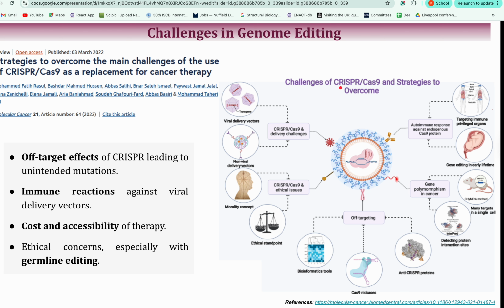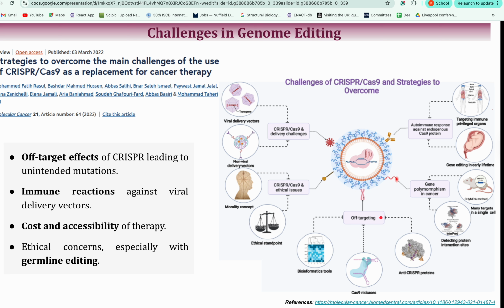Okay, so this also shows the same thing. There are different challenges. The first thing is delivery challenges, whether to use viral vectors or non-viral vectors, because with viral vectors we have seen that they generate an immune response. The next challenge is the ethical issues, whether we should make the changes or not. So, the ethical standpoint and morality concept.